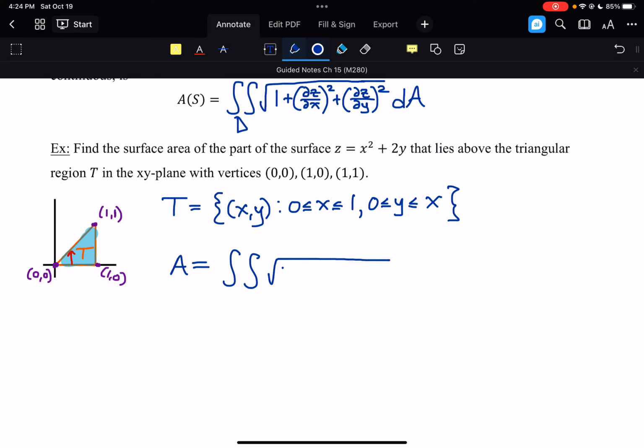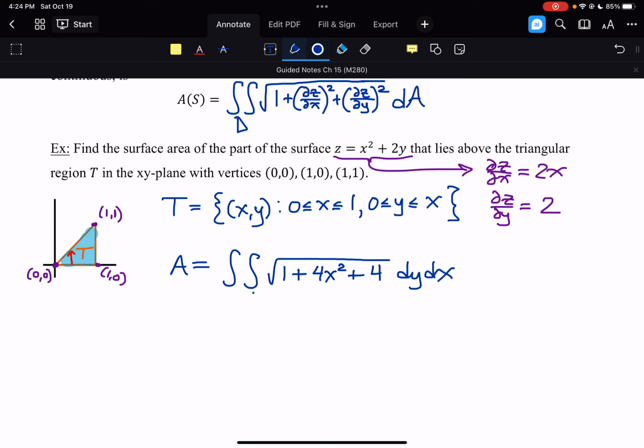of the square root of 1 plus, we need to go ahead and get the partial derivatives of this surface, of this function. So partial z with respect to x is just 2x. Partial z with respect to y is just 2. So we're going to get (2x) squared, so that's 4x squared, plus 2 squared is 4. And then dy dx with y going from 0 to x, x going from 0 to 1.